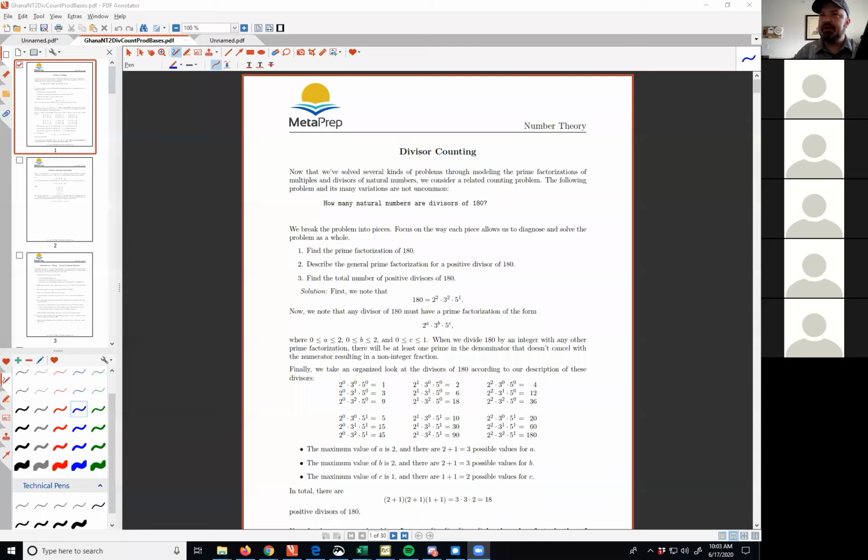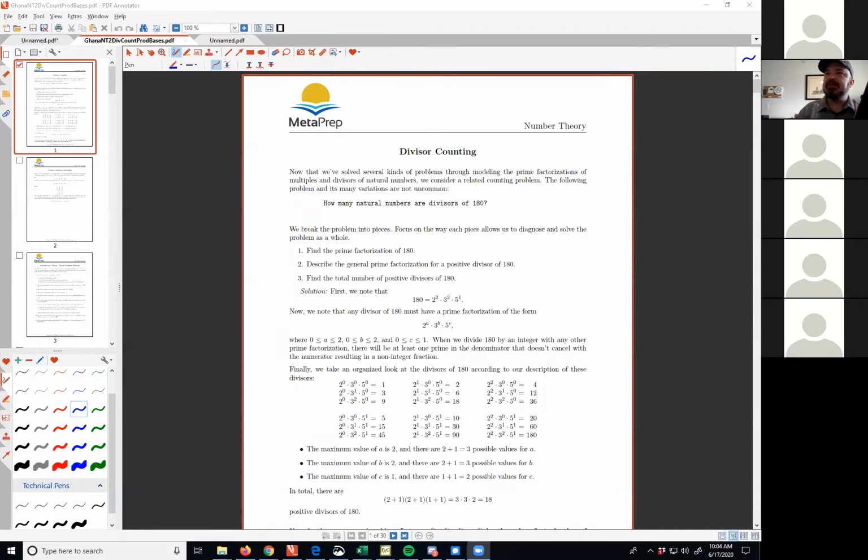And I saw that it looked like Wendy began discussing divisor counting with you guys yesterday. Is that right? Yes. I wasn't paying attention to exactly how she covered it, so I'm going to take a look at it in my particular way because it does relate to other lessons that we'll talk about today. So let's start with the question: how many natural numbers are divisors of 180?